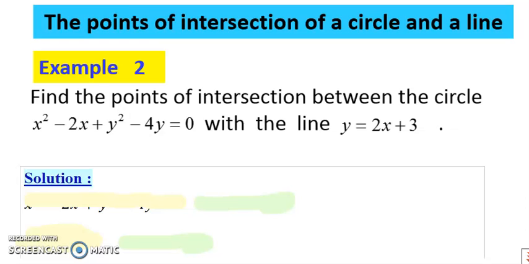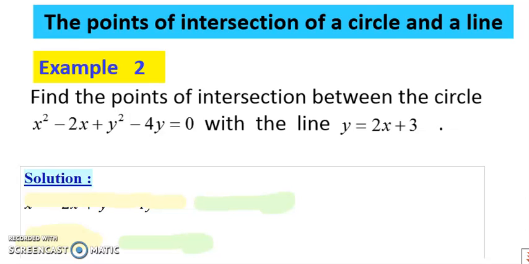In this video, we're going to see how to find the points of intersection of a circle and a line. Based on example 2, they ask us to find the points of intersection between the circle x squared minus 2x plus y squared minus 4y equals 0 with the line y equals 2x plus 3.